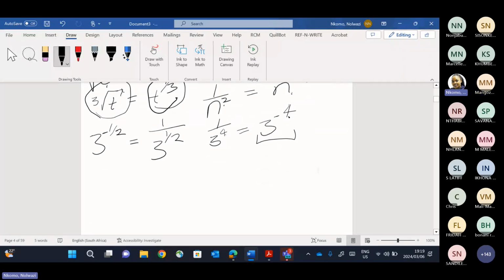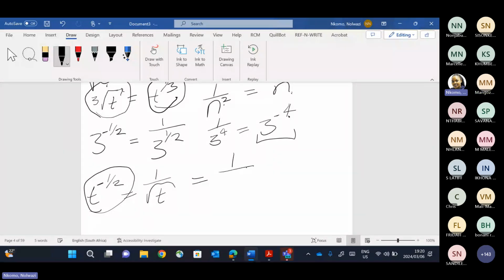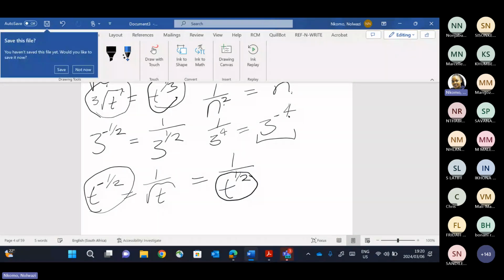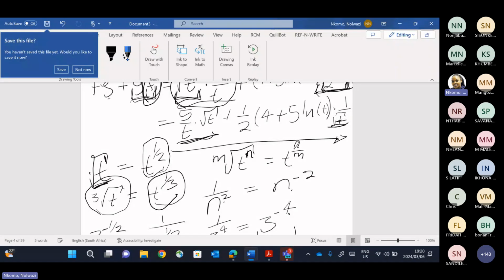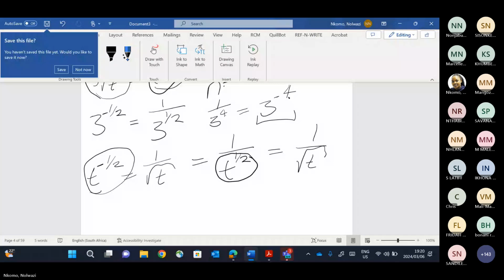There we had t to the power minus half, right? And I wrote that as 1 over square root of t, right? It's because we said t to the power minus half is the same thing as 1 over t to the power a half. But t to the power a half is the same thing as square root of t. So that's why we have 1 over square root of t. Okay, I see.